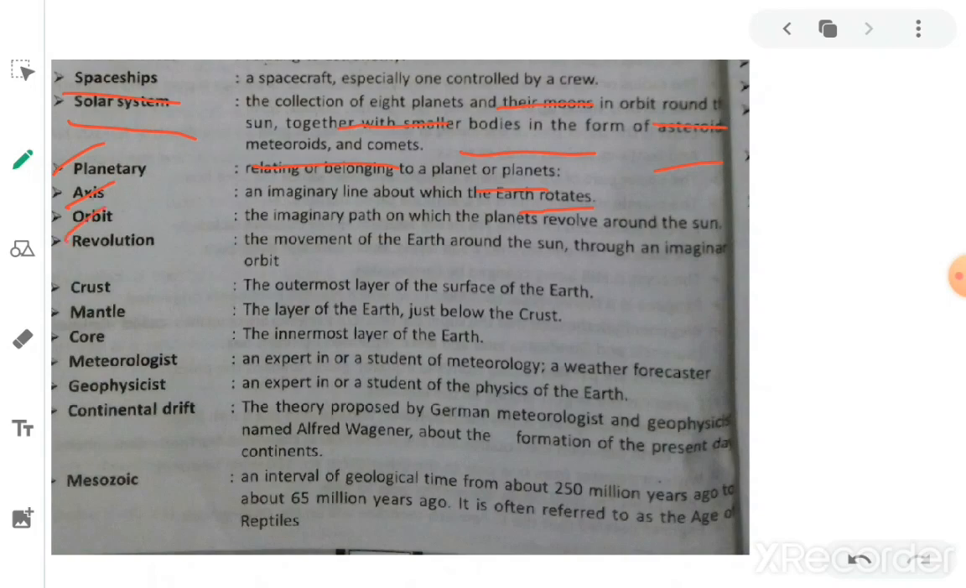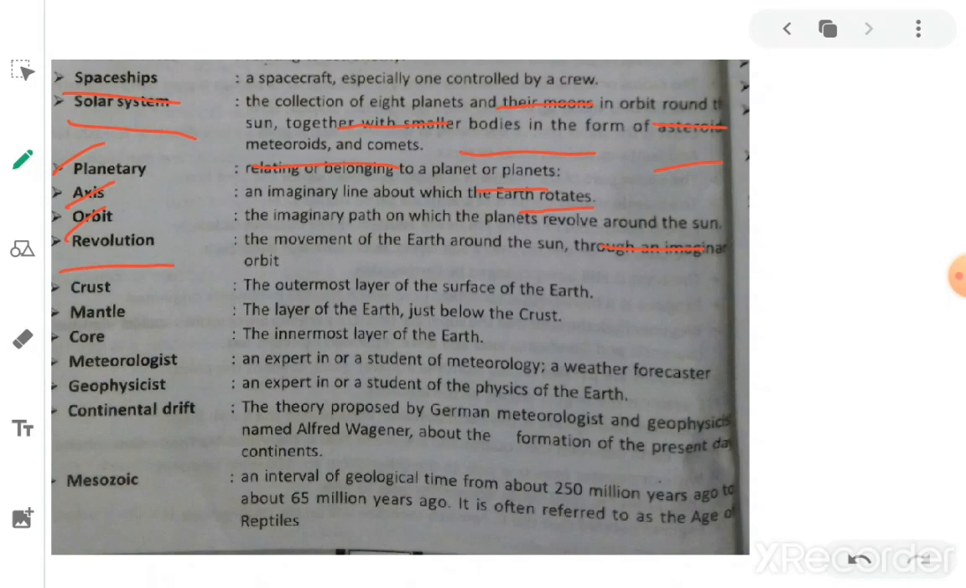With that point, the Earth rotates on its own axis, means its own base. Next, orbit. The imaginary path on which the planets revolve around the Sun. Here, orbit means one particular way, one continuous way where the planets move around the Sun. It is called as orbit.